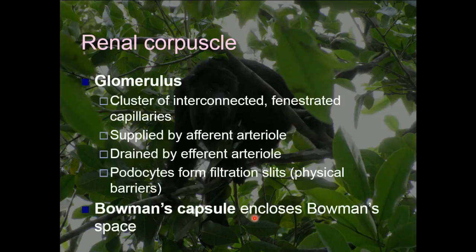Alright, the renal corpuscle. This is where filtration is going to take place through fenestrated capillaries and through specialized cells of Bowman's capsule, referred to as podocytes. Now the blood comes into these capillaries by an afferent arteriole. That's a term that we have already seen twice now. Afferent means going towards or coming towards, in this case, the glomerulus, and then it is drained by the efferent or outgoing arteriole.